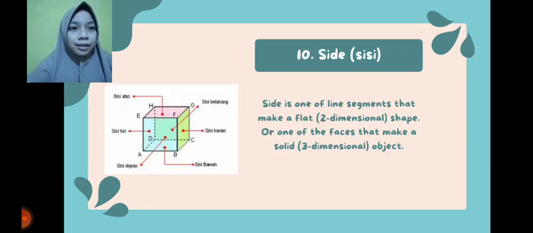10. Side. In Indonesia we say it sisi. Side is one of line segments that make a flat two-dimensional shape, or one of the faces that make a solid three-dimensional object.